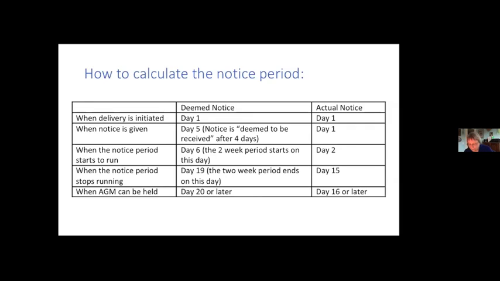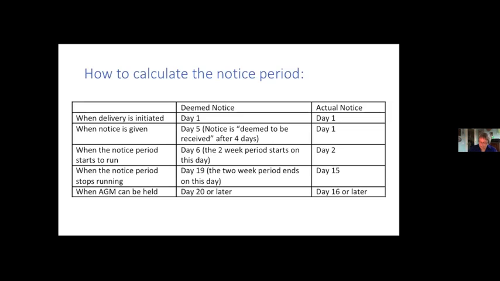For myself, I always use 21 days. I use 3 weeks. It's just easier to count. If you want your AGM to be held on a Tuesday, you just count back 3 Tuesdays, and that's the date that you should send your notice out by. So technically 20 days, but 21 days is safe and easy to calculate.